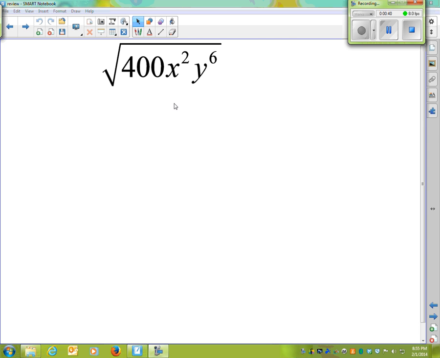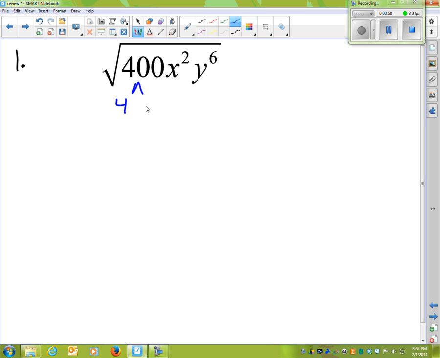Beginning here with number 1, we are going to simplify a square root expression. The square root of 400 x squared y to the 6th. The first thing that I'm going to do is tackle the number. Let's factor tree out 400. I'm going to break it into 4 times 100. The 4 breaks down to 2 times 2 and 100 into 10 times 10.